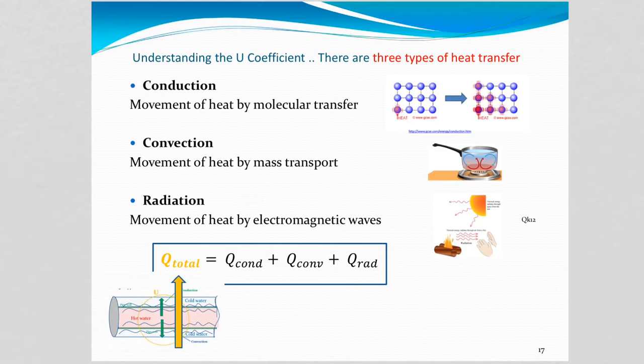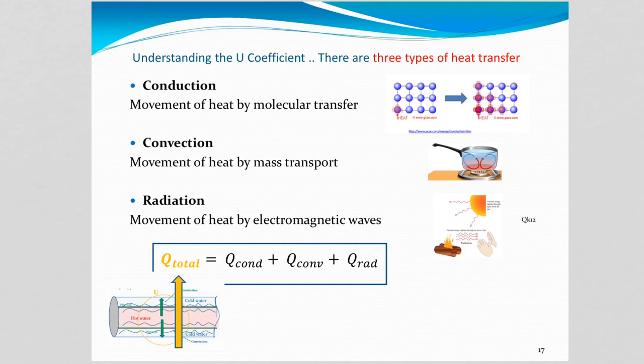And the third one is radiation. Well, we are not going to deal with radiation calculation really in that heat exchanger, but there is obviously radiation as well. That's a movement of heat by electromagnetic waves. It's the sun, as you see on that sketch, or when you're near a wood fire and you feel the heat.